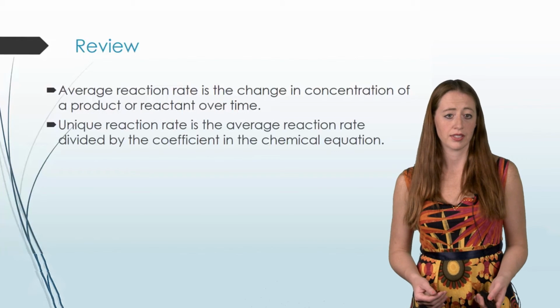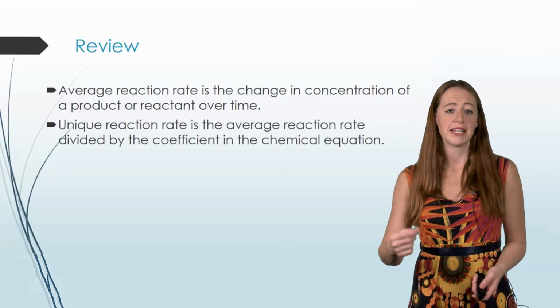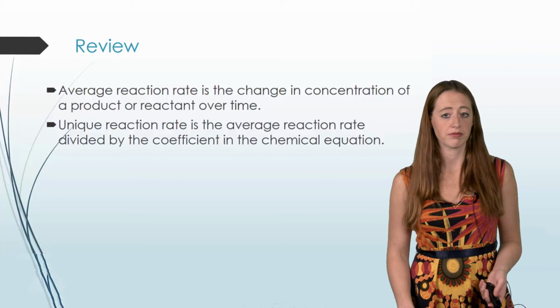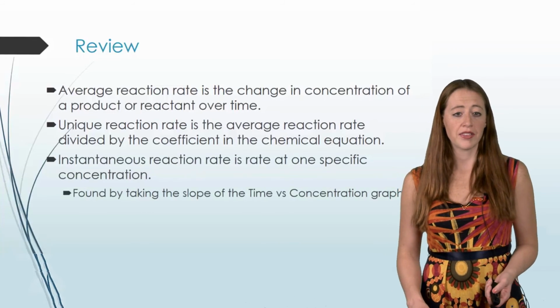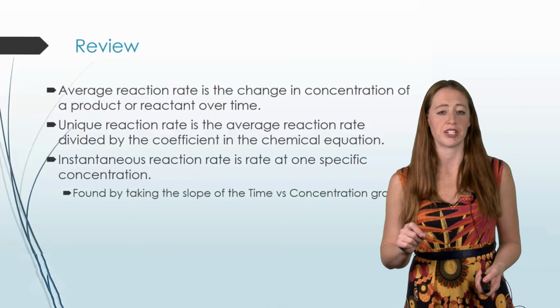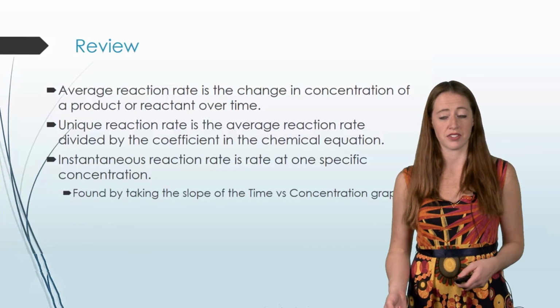So we'll do a quick review on this. Average reaction rate is the change in concentration of a product or a reactant over time. Unique reaction rate is that average reaction rate that we're talking about divided by the coefficient from the balanced chemical equation. And then instantaneous reaction rate is the rate at one specific concentration. And this is found by taking the slope of the time versus concentration graph.